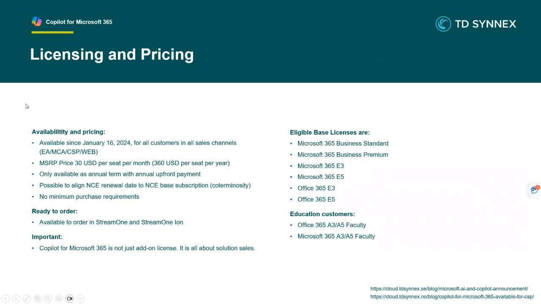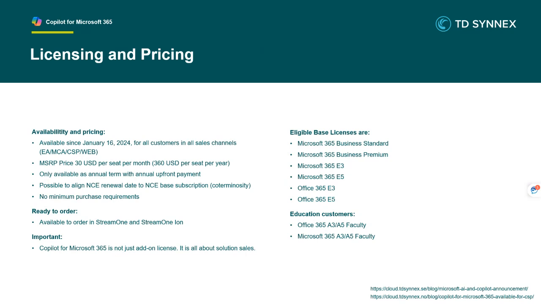If you look at the licensing and pricing, the big thing right now is that we see the price of $30. But unfortunately, there are only annual terms and annual upfront payment for now. So we don't know if it will come with monthly billing, but right now it's annual terms and annual upfront payment only.